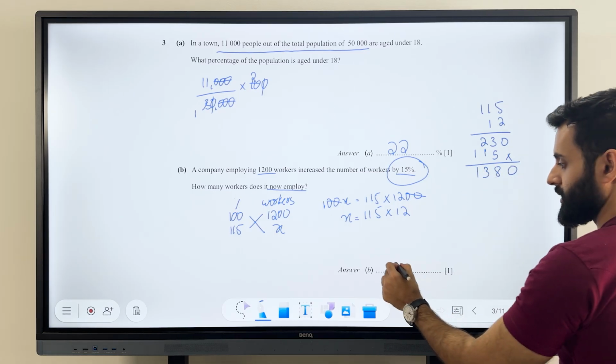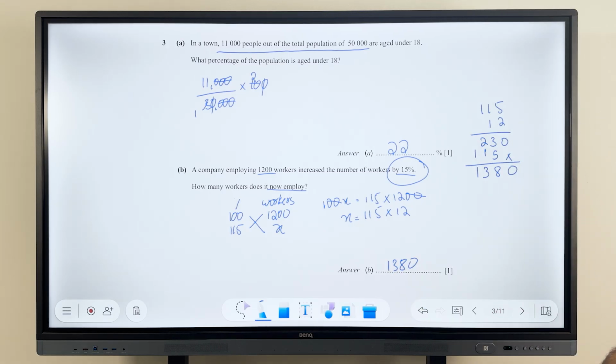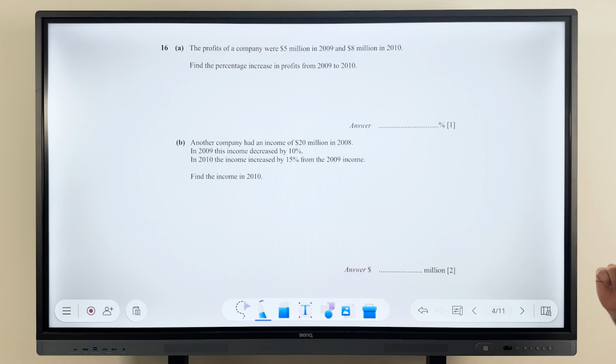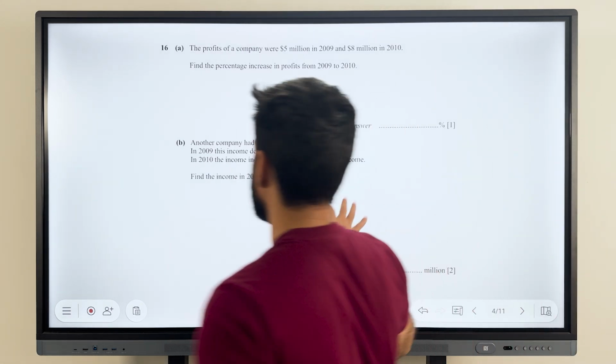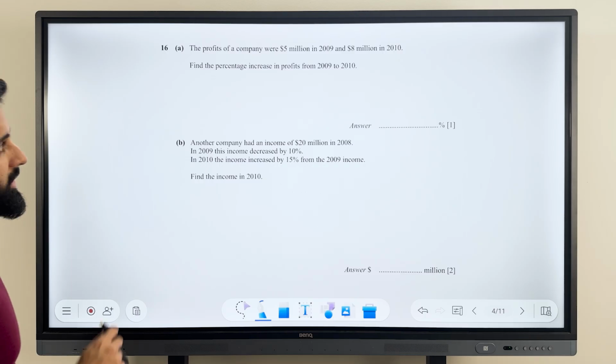So that means the answer is 1380 workers. That means now it employs 1380 workers, and that is the correct answer. Now let's move on. So once again, I'll encourage you to pause this question, try it yourself, and then you can see whether it's correct or not.